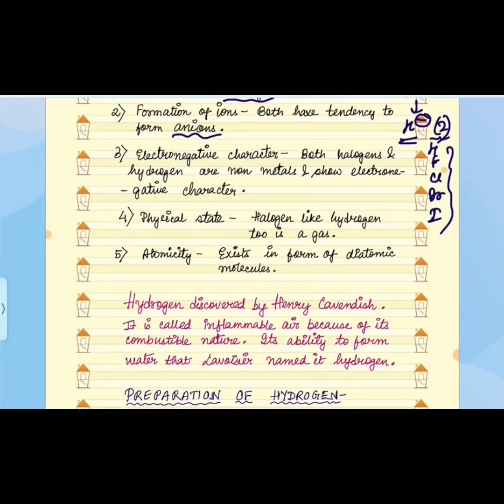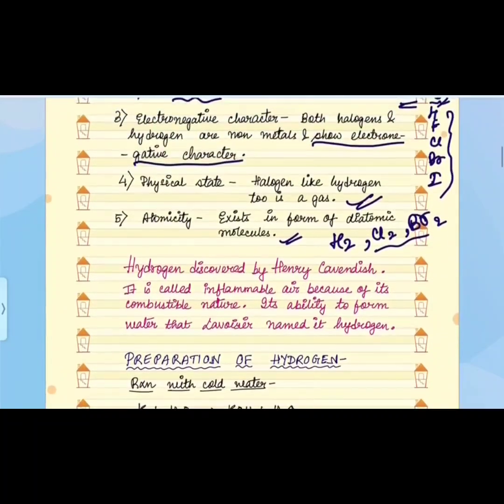Electronegative character: both the halogens and hydrogen are non-metals. Although it is placed along with the metals, hydrogen is actually a non-metal. It's a gaseous non-metal. It has one electron in the outermost shell and it also has electronegative character like the halogens, which are obviously very electronegative. Fluorine and chlorine will accept an electron very readily. Hydrogen not that much, but yes, it has a tendency to form an anion, that is H minus. Physical state: hydrogen is a gas and exists in the form of a diatomic molecule H2, just like Cl2 and Br2, which are also gases. Hydrogen also exists in that state.